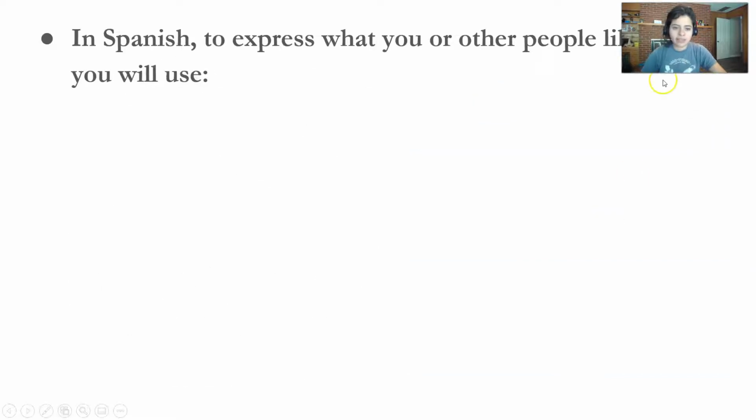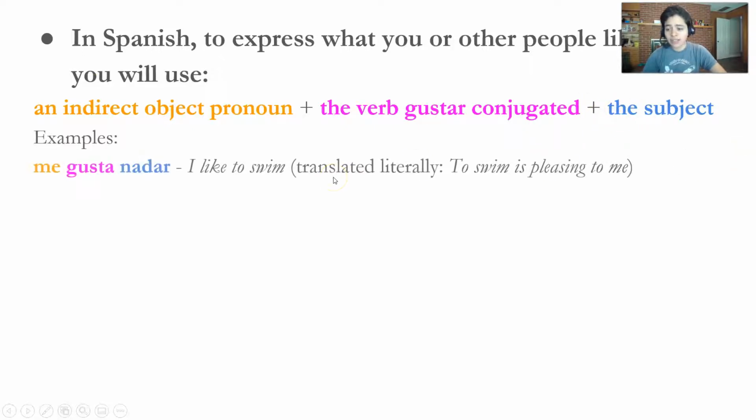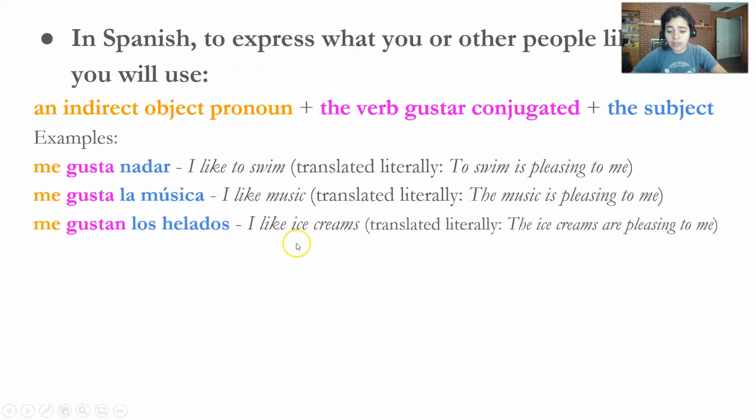So in Spanish, to express what you or other people like or dislike, you will use an indirect object pronoun, the verb gustar conjugated, plus a subject. For example, me gusta nadar. I like to swim, but translated literally it would be to swim is pleasing to me. Me gusta la música. I like music. Translated literally it would be the music is pleasing to me. Me gustan los helados. I like ice creams. Translated literally it would be the ice creams are pleasing to me.